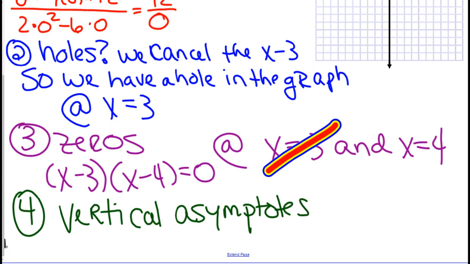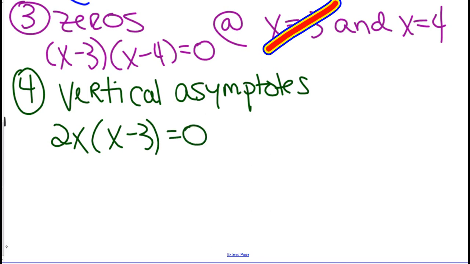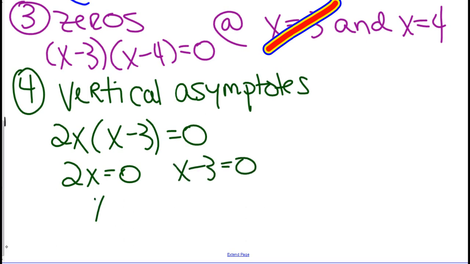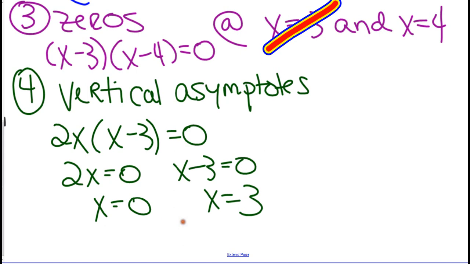Remember, we find that by setting our denominator equal to 0. So I have a 2x times an x minus 3. I set that equal to 0. And of course, I can use the factored form. That's not a problem at all. So I set my 2x equal to 0. I set my x minus 3 equal to 0. So I should have vertical asymptotes at x equals 0 and at x equals 3. But remember, we got a hole in the graph at x equals 3. So that one's not going to work. So I'm just going to have that one asymptote.